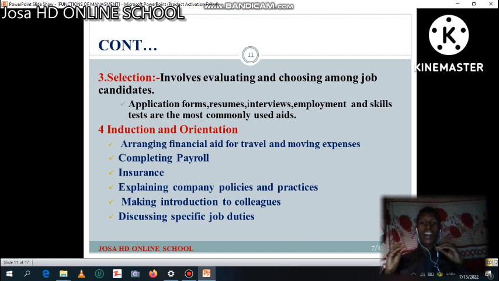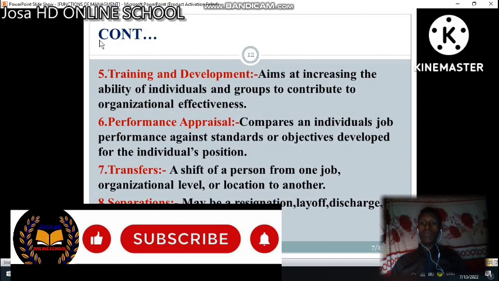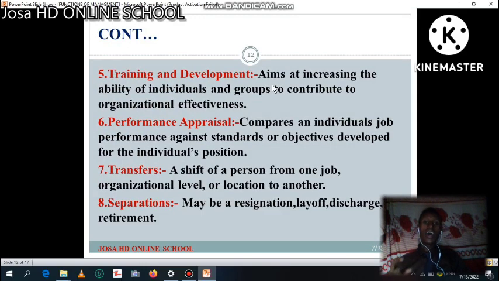This is arranging financial aids for travel and moving expenses, completing payroll and insurance, explaining company policies and practices, making introductions to colleagues, discussing specific jobs, and so on. And the fifth step of staffing is training and development. This training and development aims at increasing the ability of individuals and groups to contribute to organizational effectiveness.